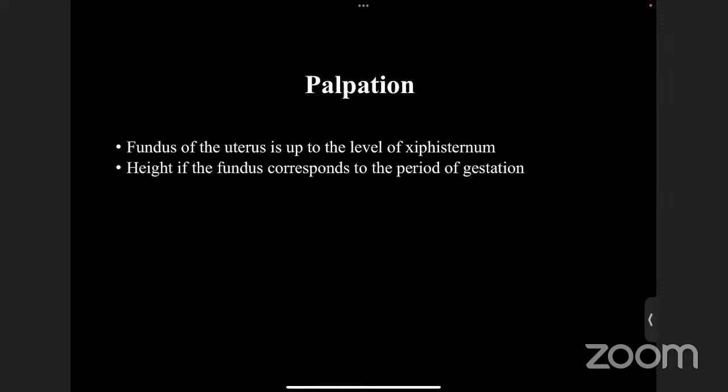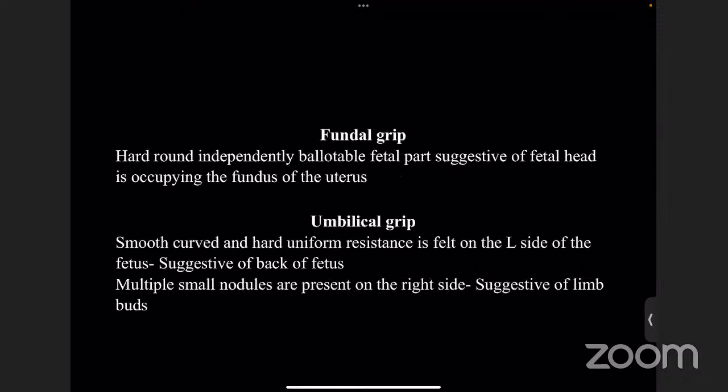On palpation, the fundus of the uterus is up to the level of the sternum, and the height of the fundus corresponds to the period of gestation. In the fundal grip, there was a hard, round, independently ballotable fetal part, which is suggestive of the fetal head, occupying the fundus of the uterus. In the umbilical grip, I was able to feel a smooth, curved, and hard, uniform resistance on the left side, which was suggestive of the back of the fetus. And on the right side, I could feel multiple small nodules, which was suggestive of limb buds.